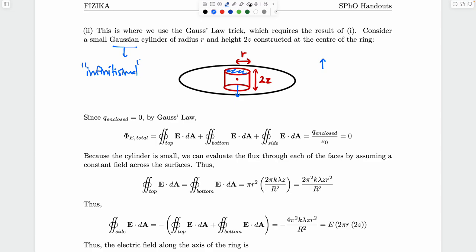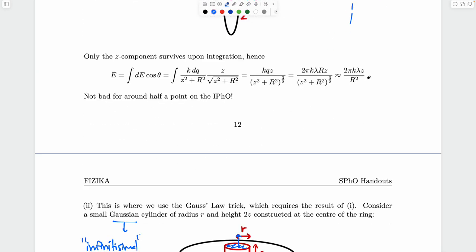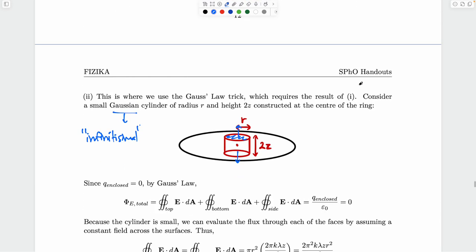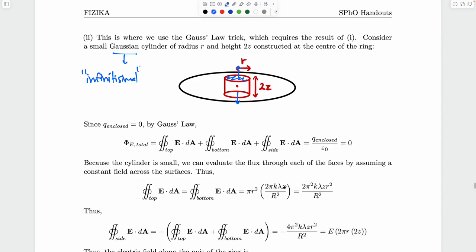By Gauss's law, if there is no charge enclosed in this cylinder, then the net flux entering the cylinder must be zero. So we can simply sum up all the flux and assert it to be zero. The flux through the top and the bottom surfaces is leaving, because of what we have proven in part one. We get this expression for E, so we plug it in and multiply by pi r squared. This is the flux through the top and bottom surfaces. Once again, they are to first order, so we're assuming it's approximately constant.